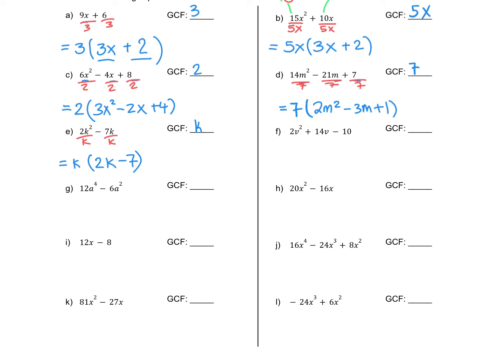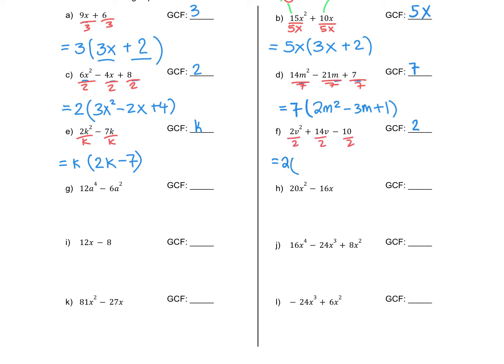All right, so 2, 14, and 10, they all have a 2 in common. Nothing more than that, because if you try to divide 2 by anything more than 2, you're going to get a decimal for sure. And then v squared, v, nothing, so it's just 2. So I'm just going to divide all 3 terms by 2.